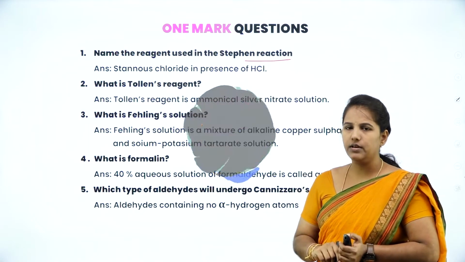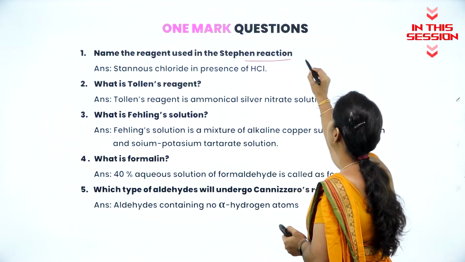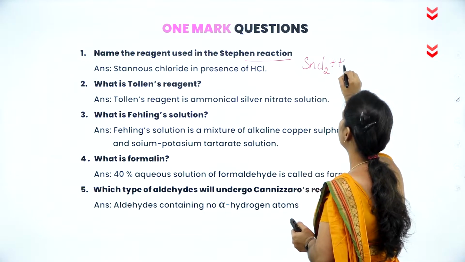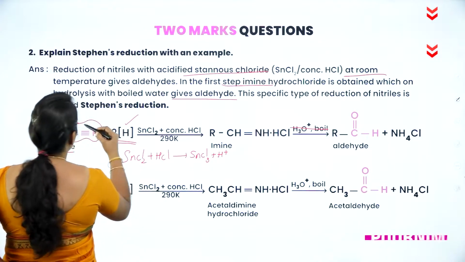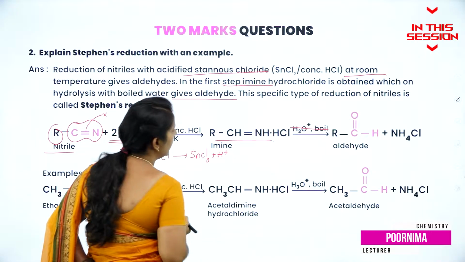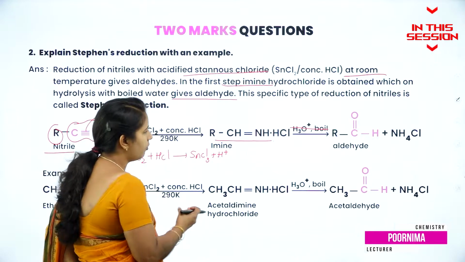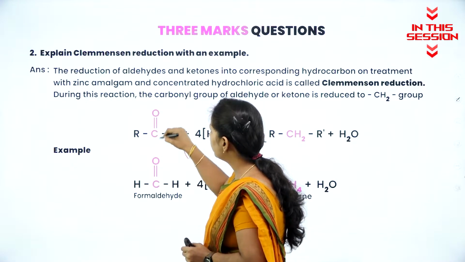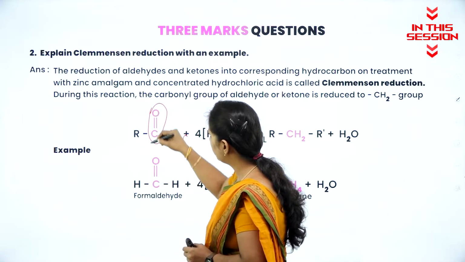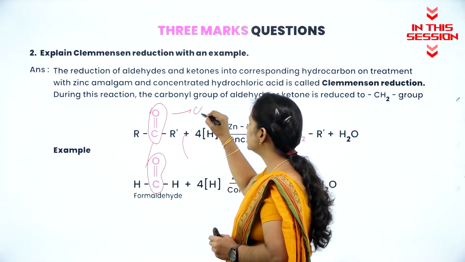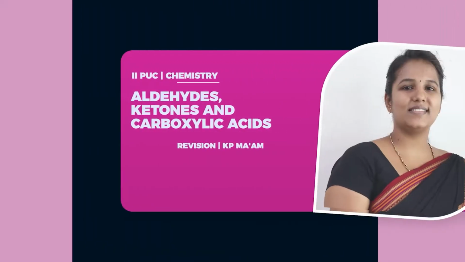In the Stephen reduction, we will use the stannous chloride in presence of HCl. There is a breaking of one bond that will take place. As a result of this, imine products are formed, which is an imine hydrochloride. Always remember in the Clemmensen reduction, the carbonyl groups of an aldehyde or a ketone get reduced to CH2 group.